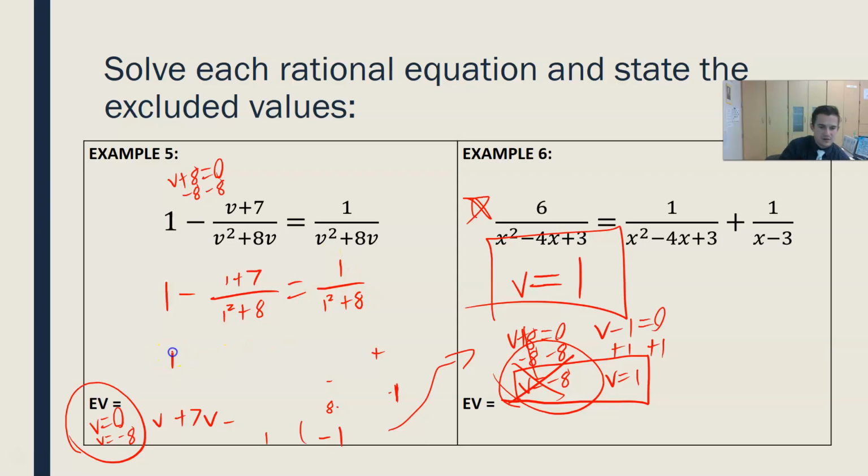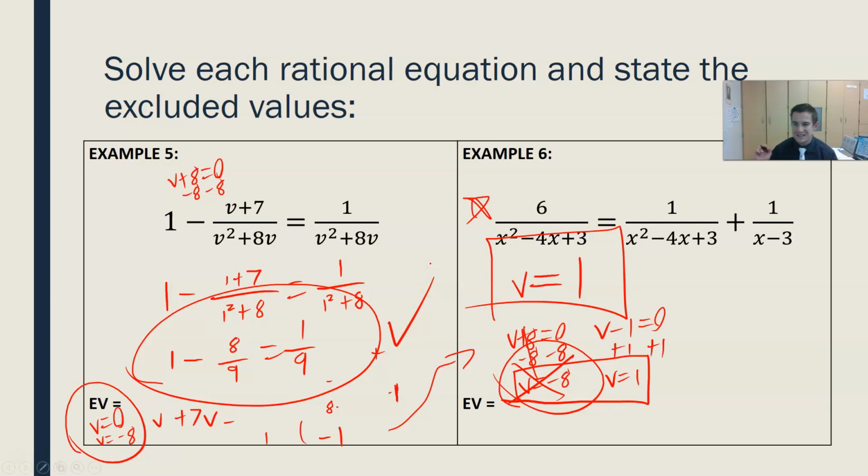Well, let's try it out. I have 1 minus 7 plus 1 is 8. 8 plus 1 is 9. Equals 1 over 1 plus 8 is 9. So is 1 minus 8 ninths equal to 1 ninth? Yes, indeed it is. So the solution of v equals 1, boom. I've double checked myself just in case. That is correct. That is accurate.